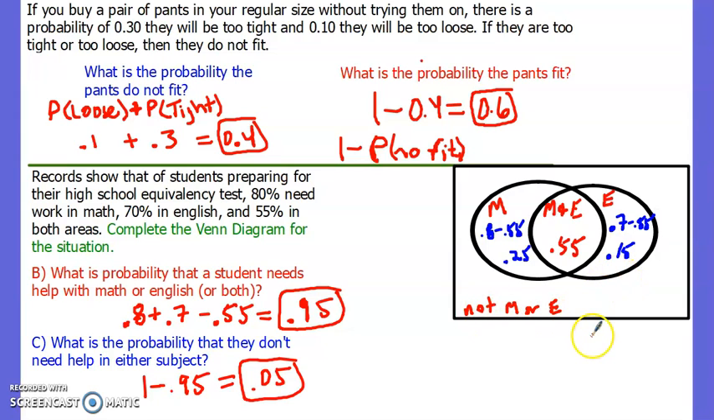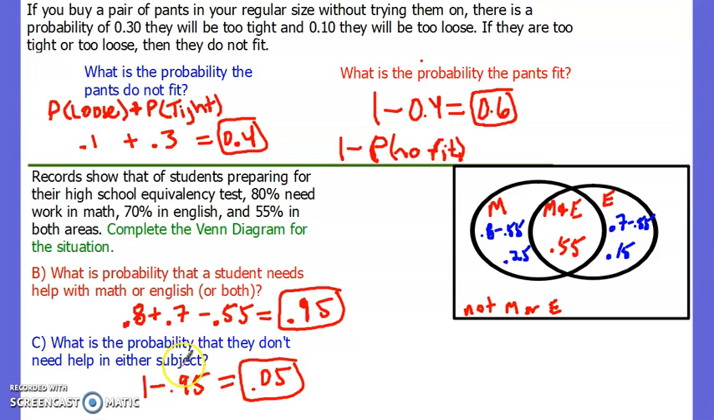And again, the probability of not needing help in either, well, that kind of gets to our example at the left. What's the probability they need help in math, English, or both? Well, add up math and English, which you'll notice would have been way too large. That would have been 1.5. You can't have a probability that's greater than 1. But 1.5 minus the intersection, minus that 0.55, don't count it twice, would be 0.95. And it makes sense. 95% of people need help in math, English, or both.